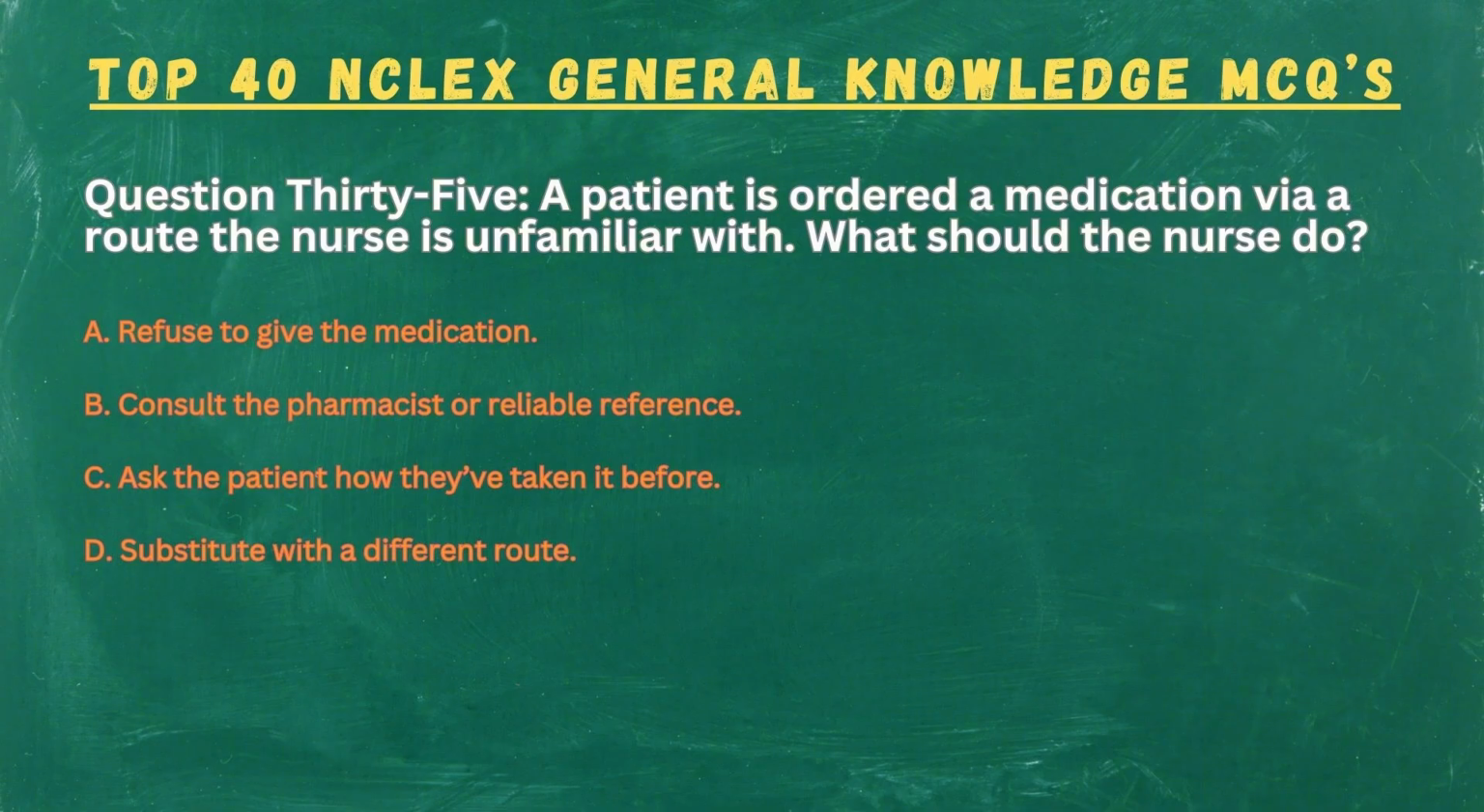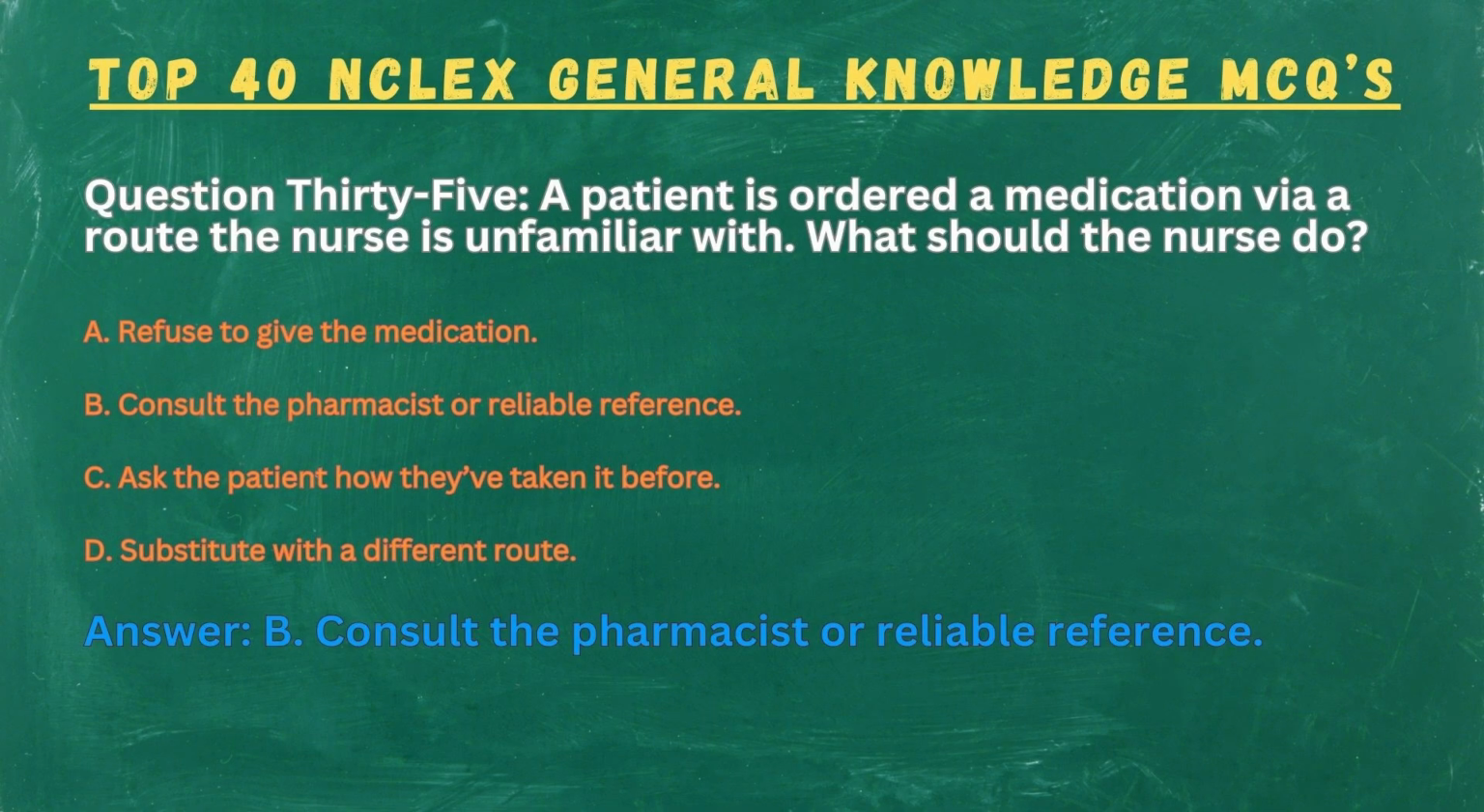Question 35. A patient is ordered a medication via a route the nurse is unfamiliar with. What should the nurse do? A. Refuse to give the medication. B. Consult the pharmacist or reliable reference. C. Ask the patient how they've taken it before. D. Substitute with a different route. Answer: B. Consult the pharmacist or reliable reference.